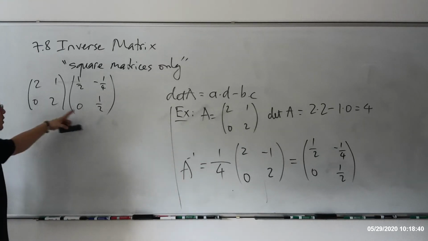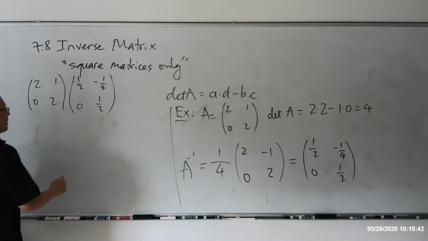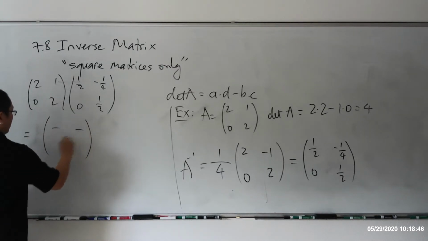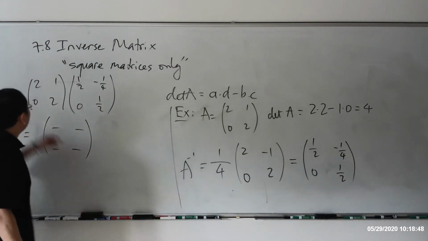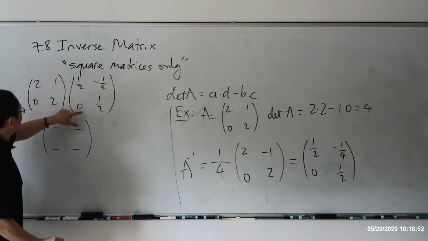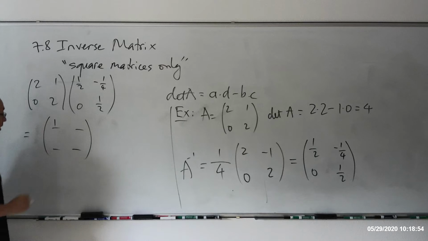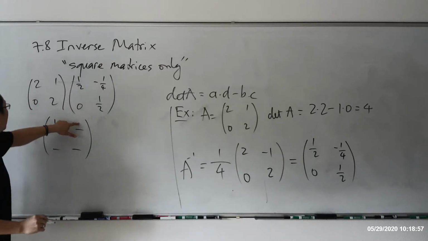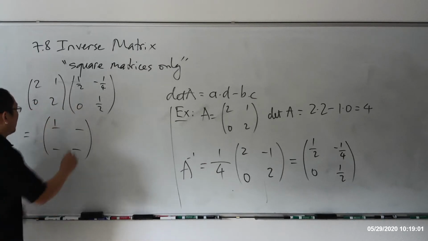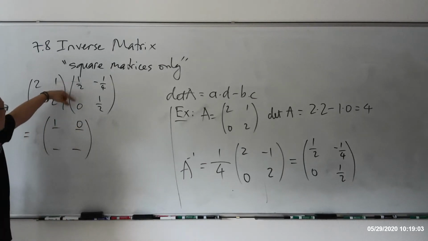Okay, a 2 by 2 times a 2 by 2, you're going to have a matrix of the size 2 by 2. Let's do it. Row 1 times column 1. 2 times 1/2 is 1. 1 times 0 is 0. 1 plus 0 is 1. Row 1 column 2. 2 times -1/4 is -1/2. Plus 1/2 is 0. Row 2 column 1.